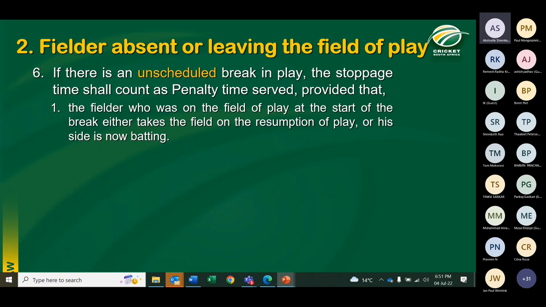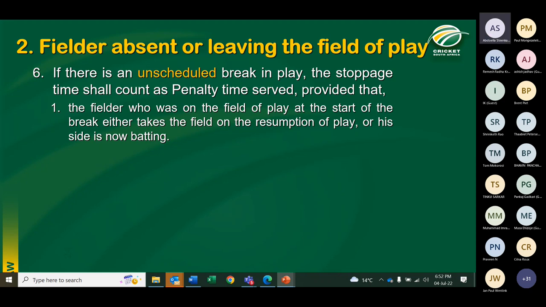So if these two criteria are in place, you can offset the rain interruption from the penalty time that the fielder owes us. This is a quick example of this. Johnny leaves the field at 10:30. At 10:50, Johnny returns. How many minutes does Johnny owe us? 20 minutes. When can Johnny bowl? 11:10.